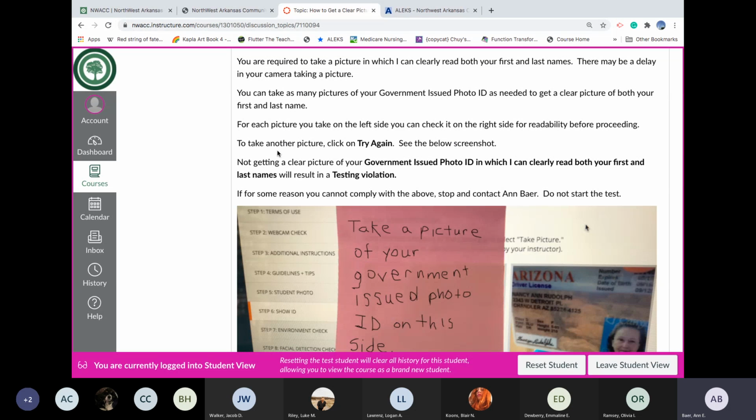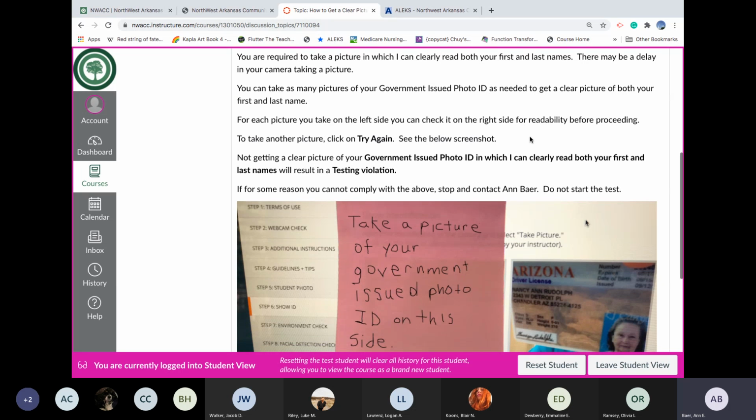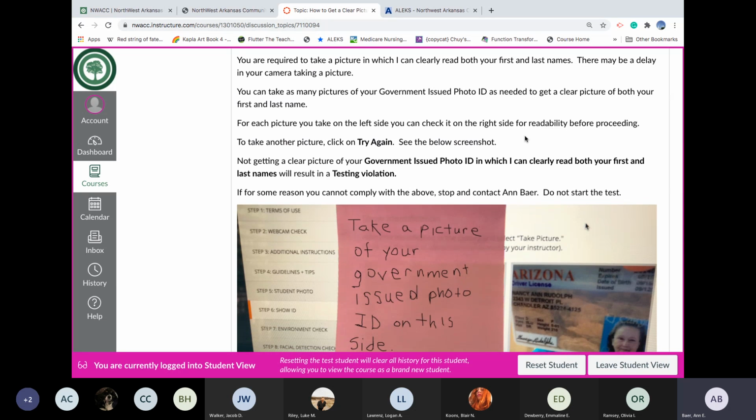I didn't want to use my current driver's license for obvious reasons, because that's my personal information.